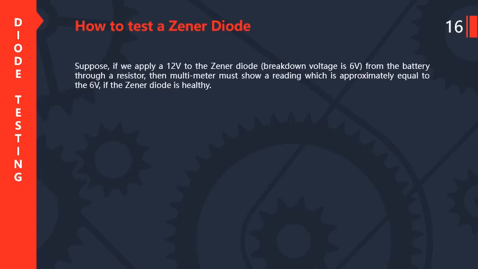Suppose we apply 12 volts to the Zener diode and the breakdown voltage is 6 volts, from the battery through a resistor. Then the multimeter must show a reading approximately equal to 6 volts if the Zener diode is healthy.